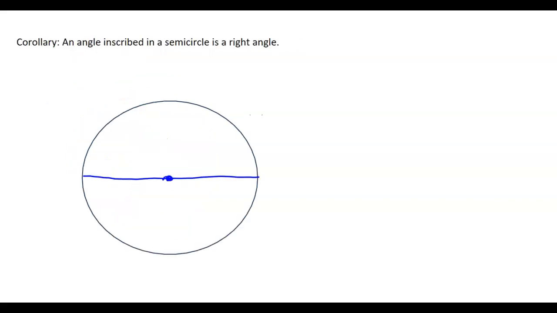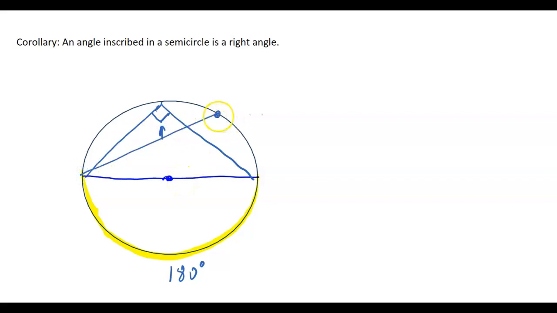Now, this is a really useful corollary. It says that an angle inscribed in a semicircle, that's a half circle. So if I draw any angle inscribed in that semicircle, guess what? It has to be a right angle. Why? Well, how much is this arc? That arc is a semicircle, which is 180 degrees. Half of 180 is 90. So it doesn't matter where I inscribe my angle, as long as it's inscribed in a semicircle, it's going to be a right angle.